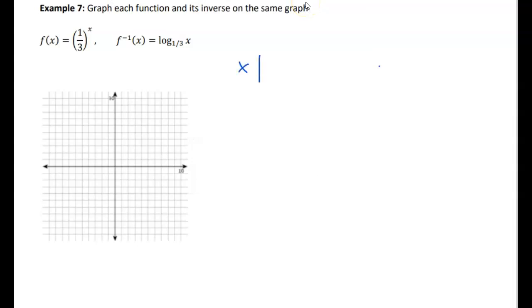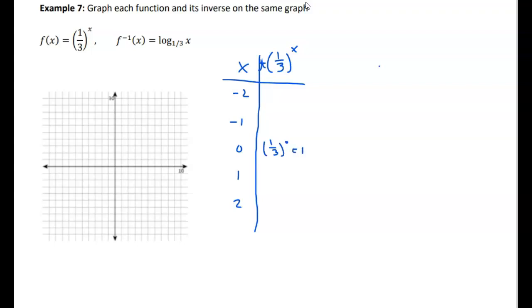So let's do the table for the exponential function y equals 1/3 to the x. We're going to pick 0, 1, 2, negative 1, negative 2. 1/3 to the 0 is 1. 1/3 to the 1 is 1/3. 1/3 to the 2 is 1/9. And I'm expecting the values to decay because the base is less than 1.